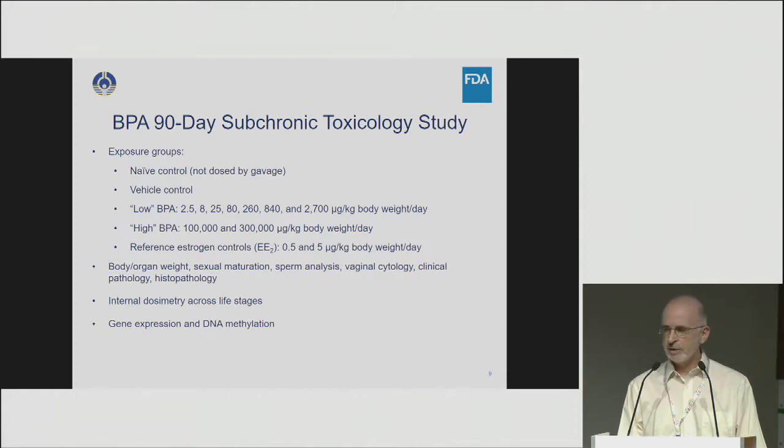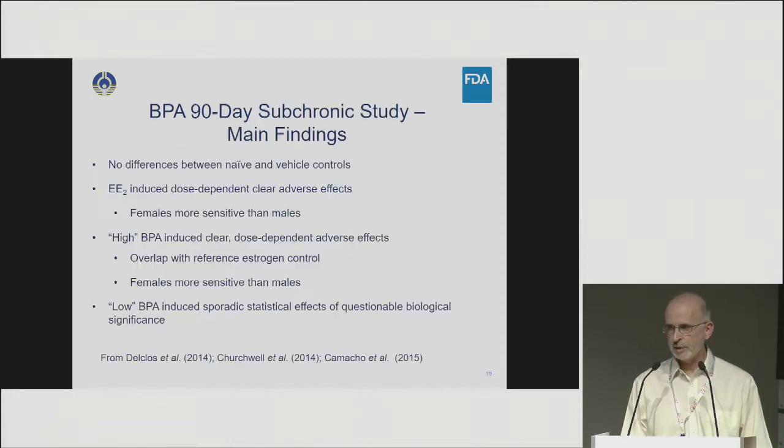We collected standard endpoints and, importantly, the histopathology. Dan's lab conducted for us internal dosimetry across life stages, so that blood levels were measured at the Cmax on PND4, then PND21, the time of weaning, and then in adults. And there was also some gene expression and methylation studies conducted. I've just got a one-slide summary of those findings.